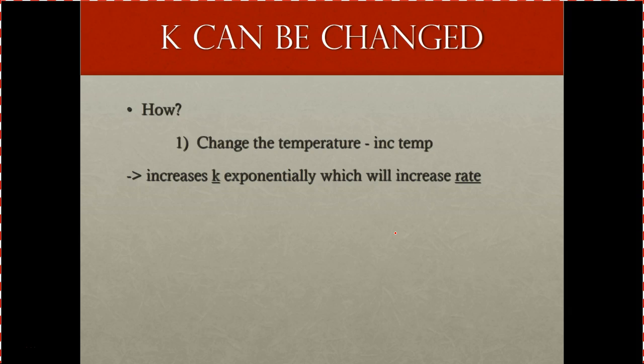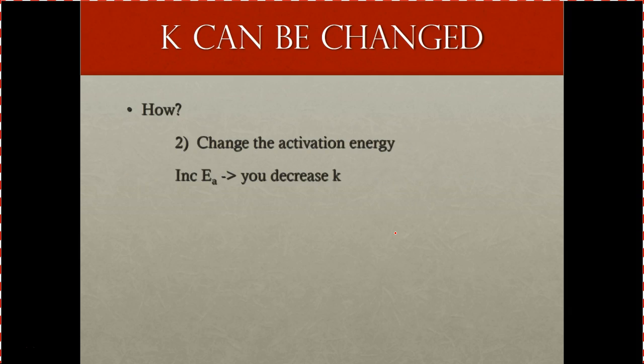By the way, remember, this is all in your notes already. You should just have to annotate the stuff. Okay, next, if I change the activation energy, if I increase the activation energy, I decrease K. So if I change the amount of energy that is needed in order for the reaction to occur, then K changes.